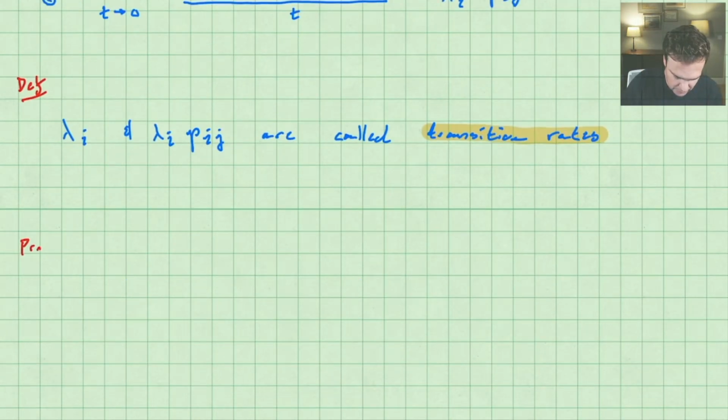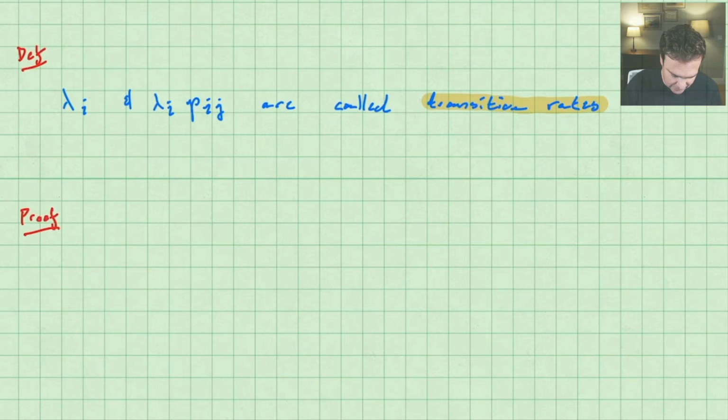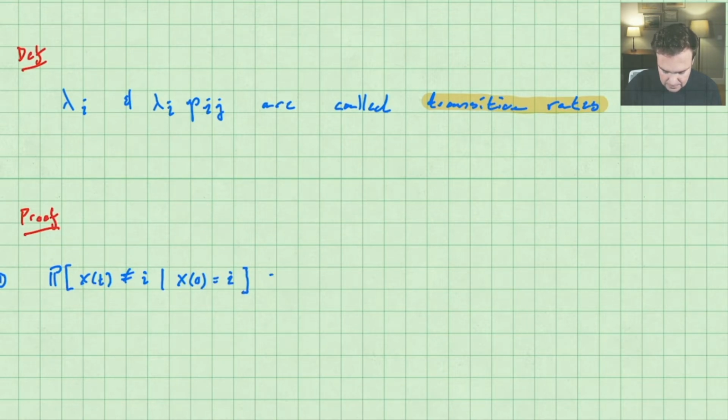So here's the proof. We're just going to work on this in a straightforward way, taking the left-hand side. For part 1, the probability that X(t) is not equal to i, given that X(0) is i. Think about what this means. I'm going to claim this is the same as saying the probability that W_i is smaller than t. Because you're not in state i now, but you were at time 0, it must mean that time t is larger than a sojourn time.